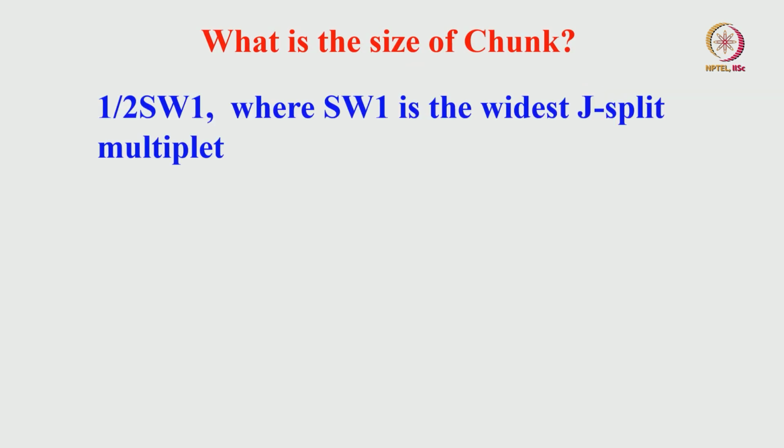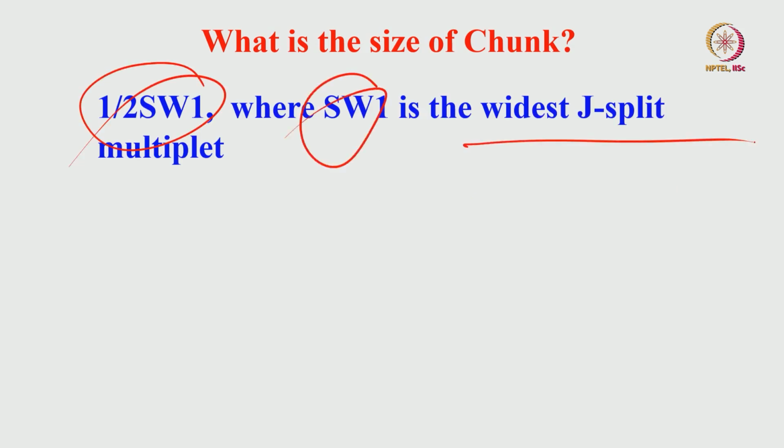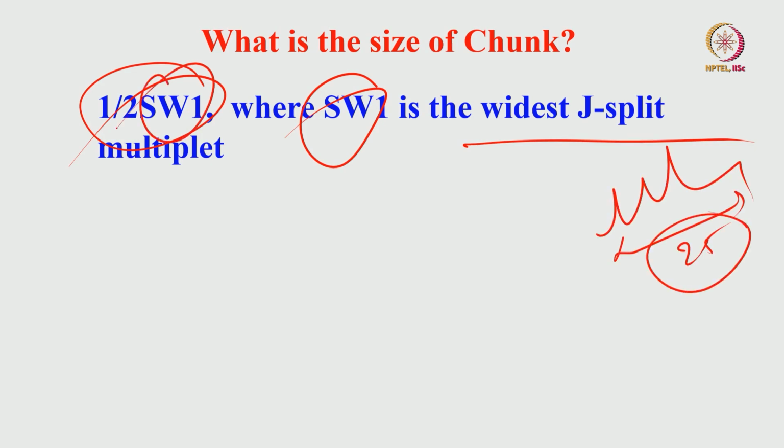And what should be the size of the chunk? Remember, it's 1/2 times SW1. What is SW1? It is nothing but the width of the widest J split multiplet in the spectrum. Find out what is the largest split. For example, I told you the multiplicity pattern is this much, and this spread is 25 hertz. So the size of the chunk should be 1/(2 × 25), that is 1/50 hertz. That should be the size of the chunk.